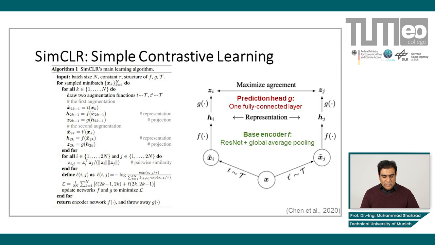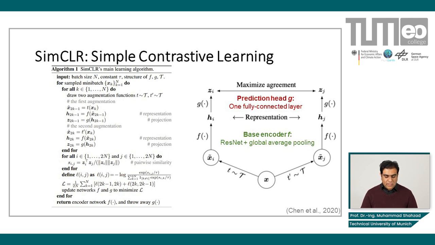If we look at the main algorithm, it is listed here in a pseudocode manner. We start by sampling a mini batch XK, and then from XK we draw two augmentations, randomly from T and T dash, the two augmentations which we apply to our inputs XK. From there, we feed it to the base encoder network and then the prediction head. Afterwards, we get ZI and ZJ, and from ZI and ZJ we compute the pairwise similarity and compute this InfoNCE loss.